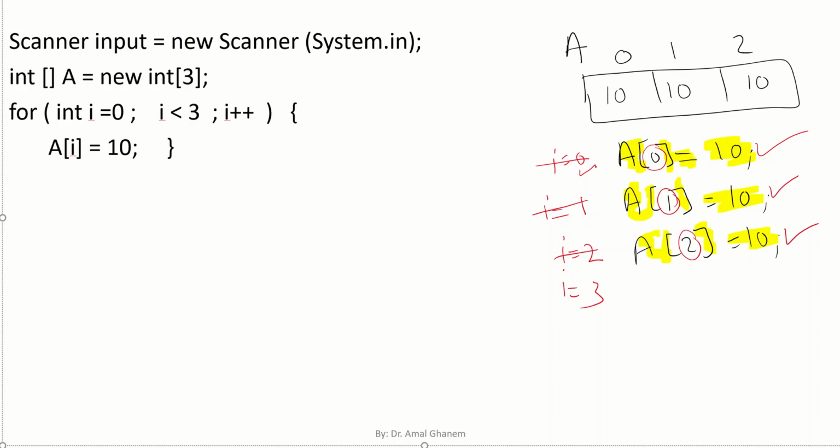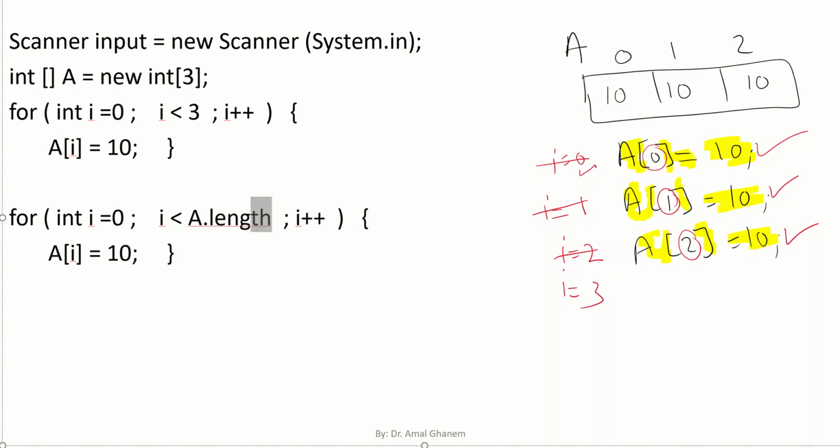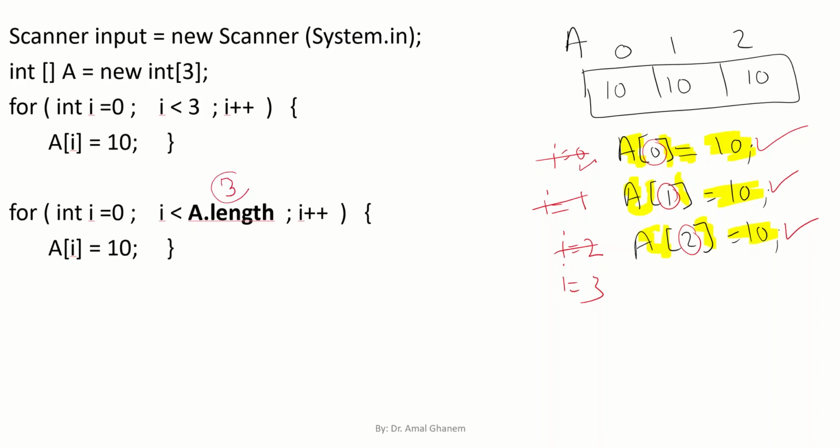Now, instead of saying i less than 3, I can write it in another way. Let me copy this. We will write it down, and we will see how we can do a small modification. So instead of saying i less than 3, I will say i less than a.length, where a is the name of my array. The meaning of this statement is: this is an array, and get me the length of my array. So what is the length of your array? It will give you 3. 3 is exactly the same thing you are using at the top.